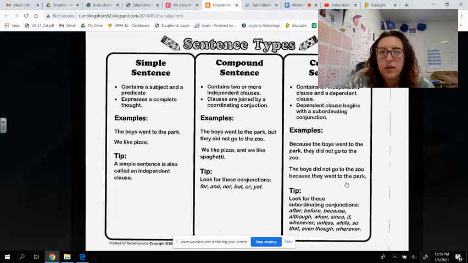Because they went to the park. Is that a sentence on its own? No. So it makes it a complex sentence because we threw in a complex word, and now we can't have two complete thoughts anymore. Now it's all messed up. Now we have 1.5, basically.